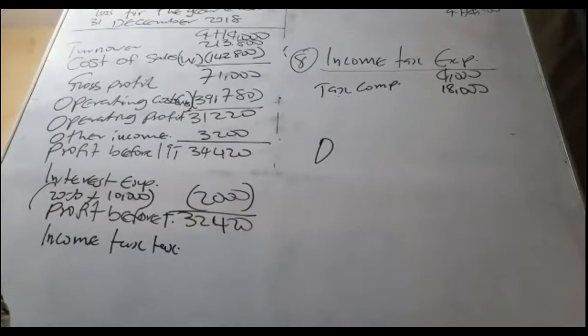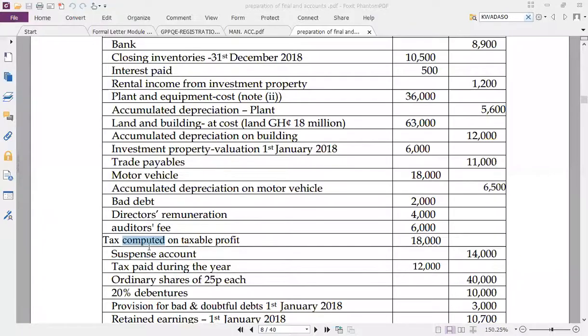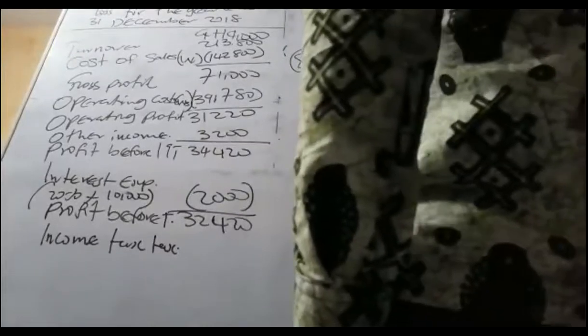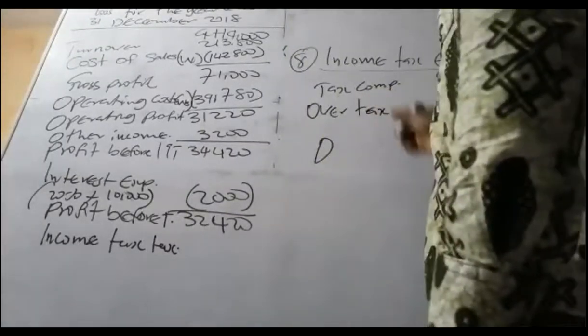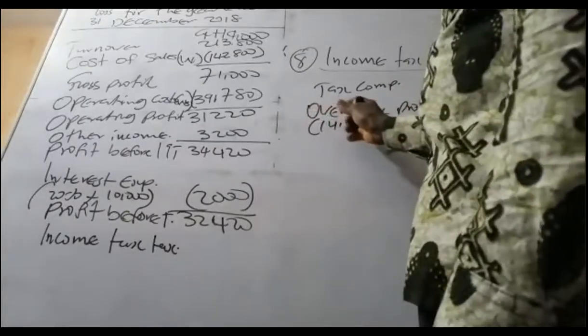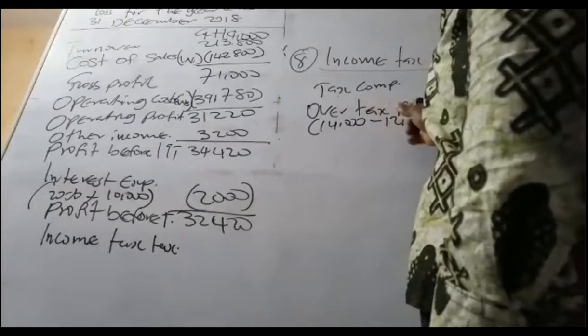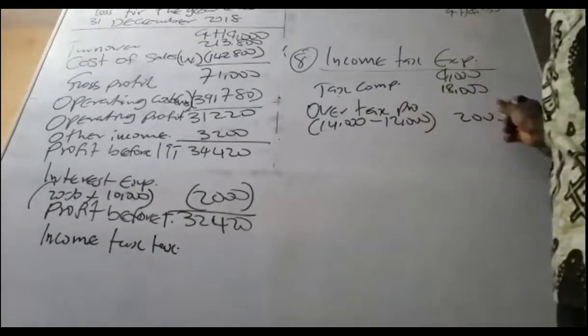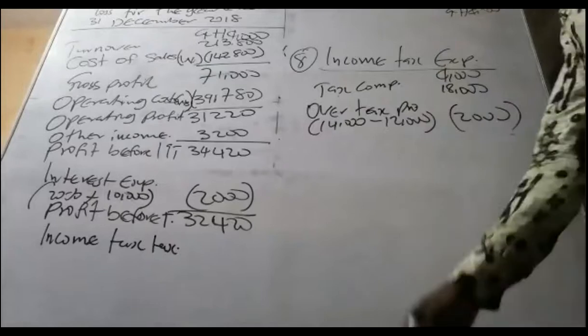In this question, realize that the tax paid was 12,000. The suspense was the tax provision for last year, which is 14,000. So there was an over provision of 2,000. We can put it here. Over tax provision of 2,000. Open your brackets. Tell the examiner that the 14,000 less 12,000 will give us 2,000. Put this in brackets. We are done.